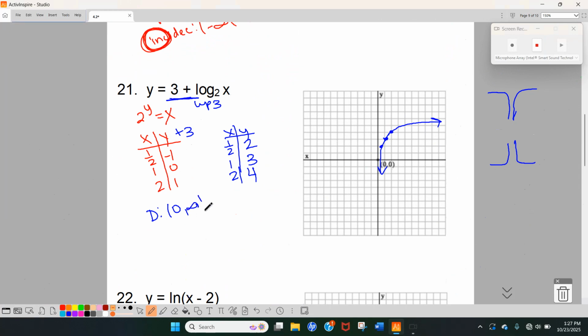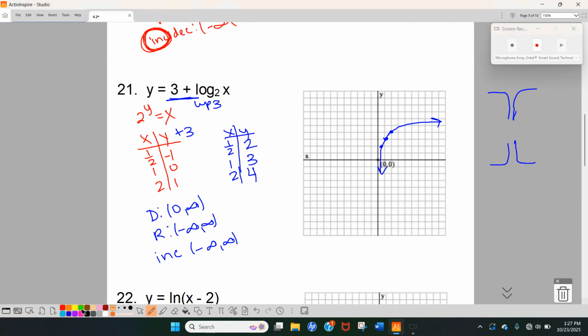The range is always negative infinity to infinity. This one is going up from left to right, so we are increasing from negative infinity to infinity. All right, so just for kicks, let me show you this.